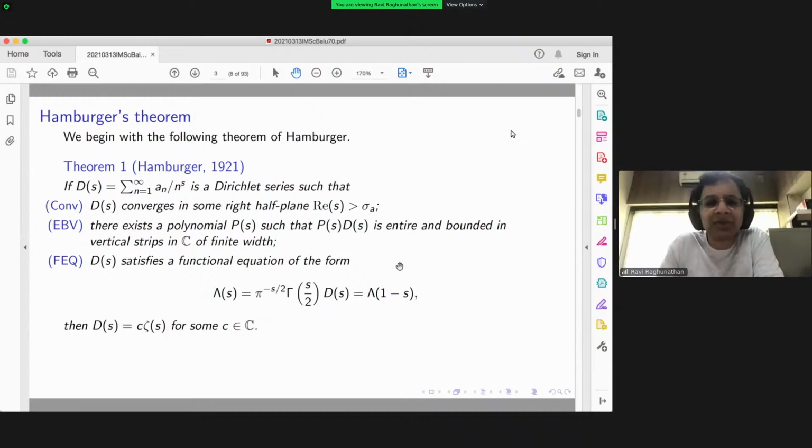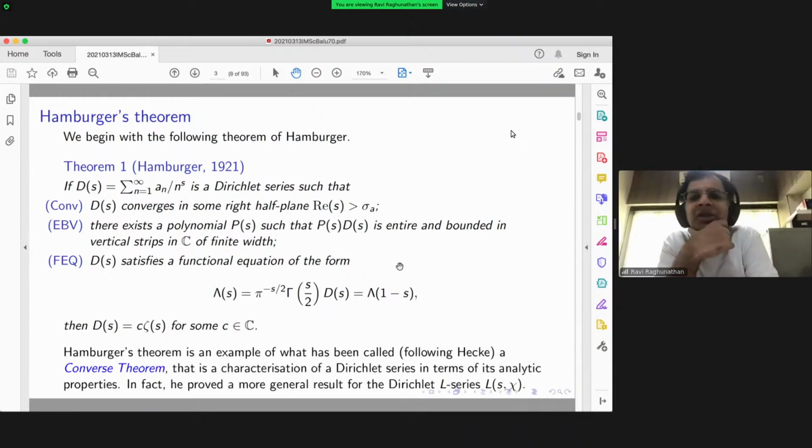So Hamburger's theorem is an example of what has been called a converse theorem. The name converse theorem actually comes from Hecke, and that's a characterization of a Dirichlet series in terms of its analytic properties and functional equation. And in fact, he actually proved a slightly more general result for the Dirichlet series L(s, chi). So slightly more general than that.